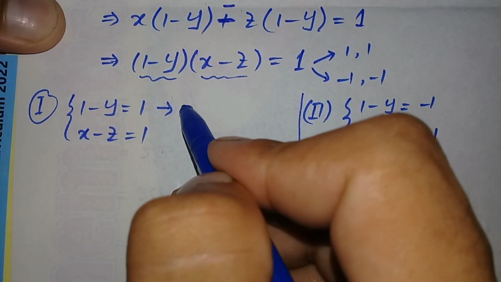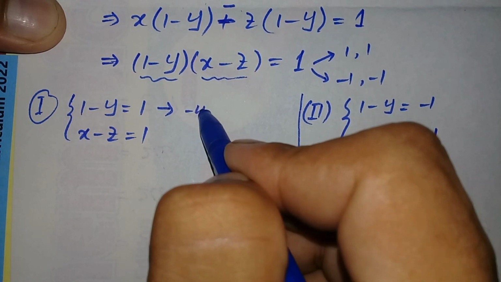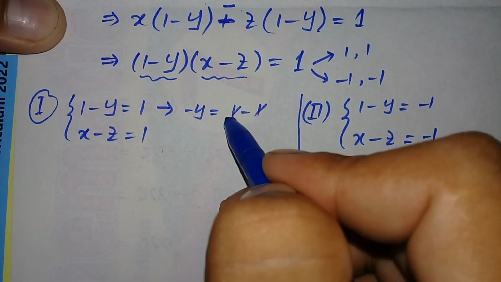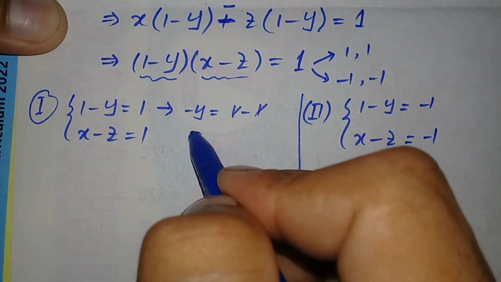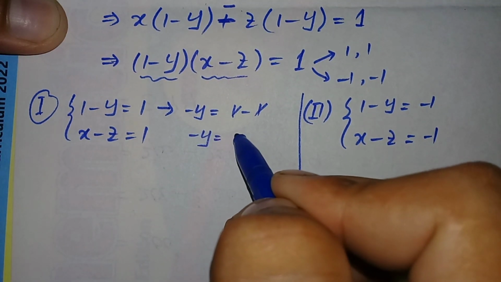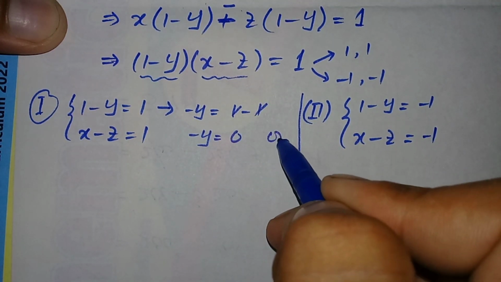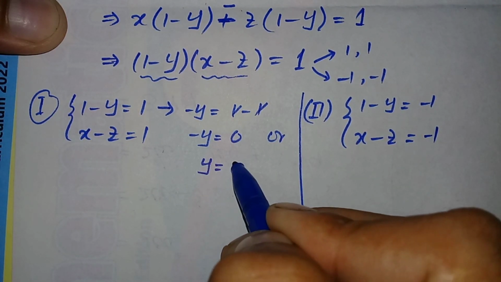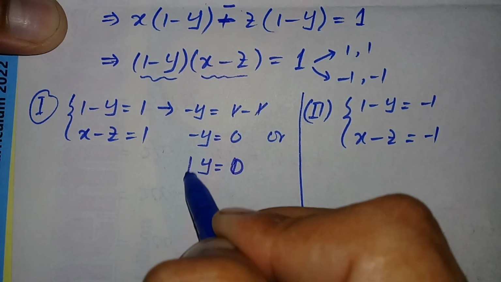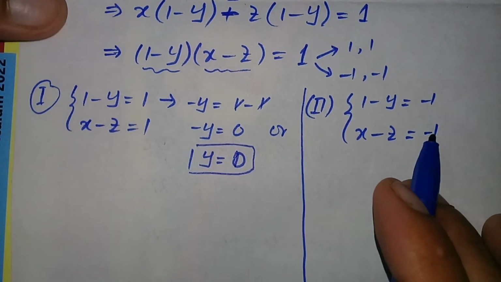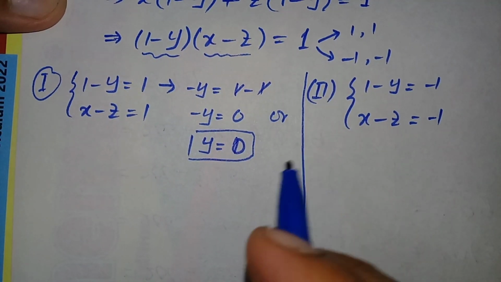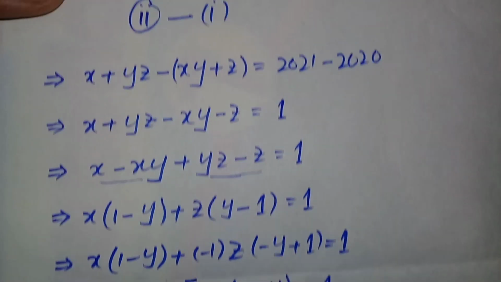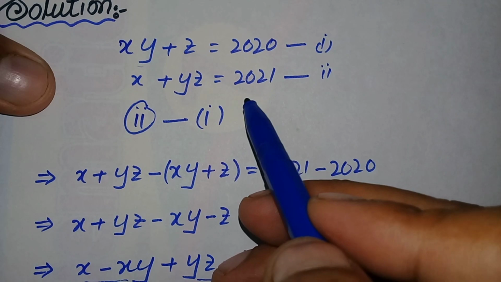So first we will solve this one: 1 - y = 1. It will become -y = 1 - 1. So minus 1 and plus 1 cancel each other, and the result is -y = 0, which can also be written by multiplying both sides by -1, so we get y = 0. So the value of y is 0. Now to find the values of x and z, we will put the value of y in equation number 1 and equation number 2.